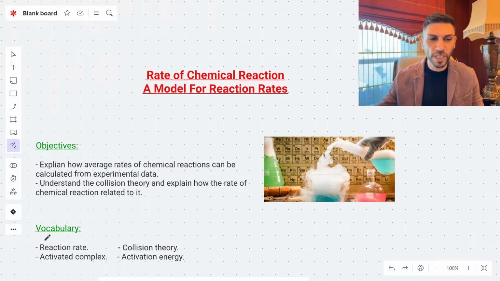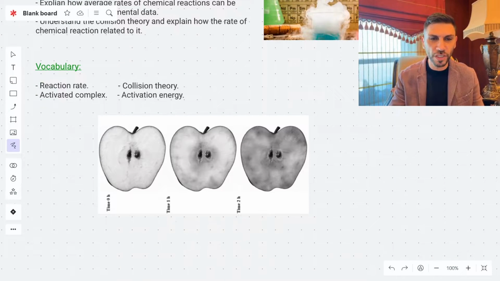Our vocabulary for today is the reaction rate, collision theory, activated complex, and activation energy. Look at this image here. This is an apple that we cut at hour 0, and then after we wait for 1 hour, this is how it will look. And if we wait 2 hours, this is how it will look. That means this chemical reaction occurs, but it needs time to finish.